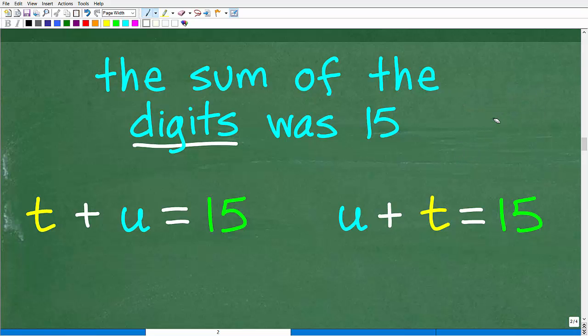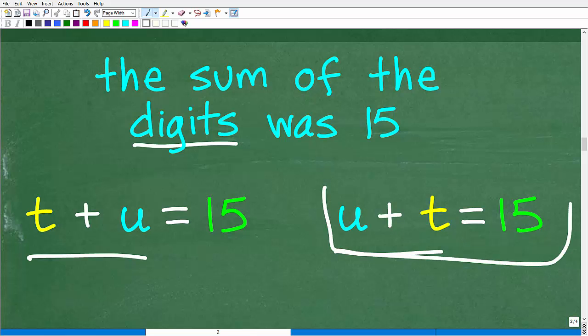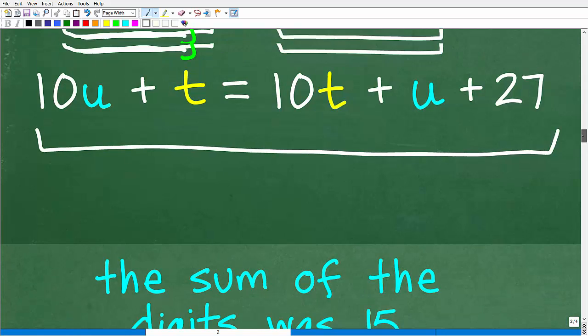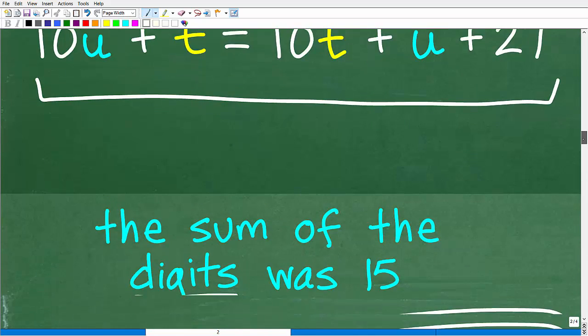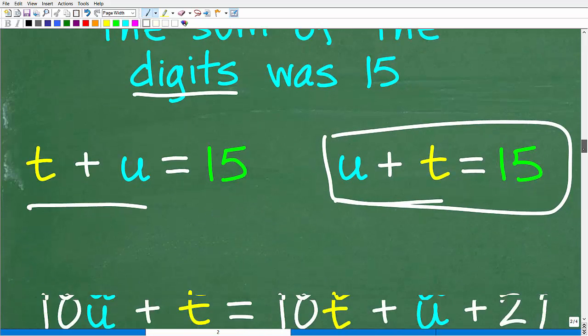So the sum of the digits here, you might be thinking to yourself, doesn't it make a difference if we're using the right price or the wrong price? Nope, it does not, because if you flip the digits, you still have the same numbers. So the sum of the digits is 15. You can either use t plus u is equal to 15, or u plus t is equal to 15. These are equivalent equations. Okay, so now we have these two equations, and we have enough information now to build ourselves a system.